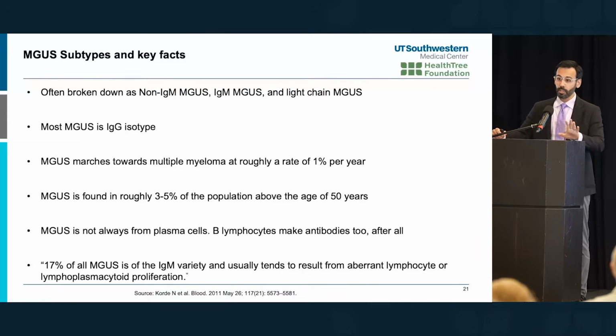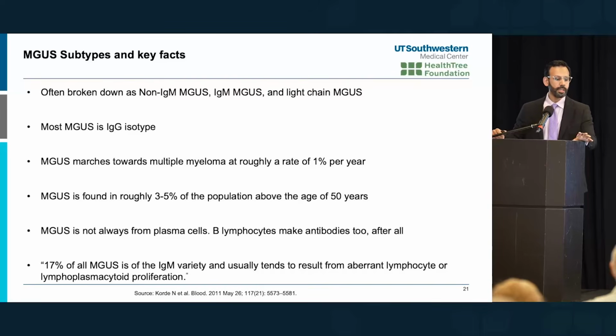And to be clear, while we're speaking of plasma cells, it's not always from plasma cells, because as I told you earlier, it's B lymphocytes that also make antibodies. So in particular, when we see an IgM MGUS, we're actually more thinking of a B cell issue rather than a plasma cell issue. And that's the line then at the bottom to say that 17% of all MGUS is in fact of that IgM variety.